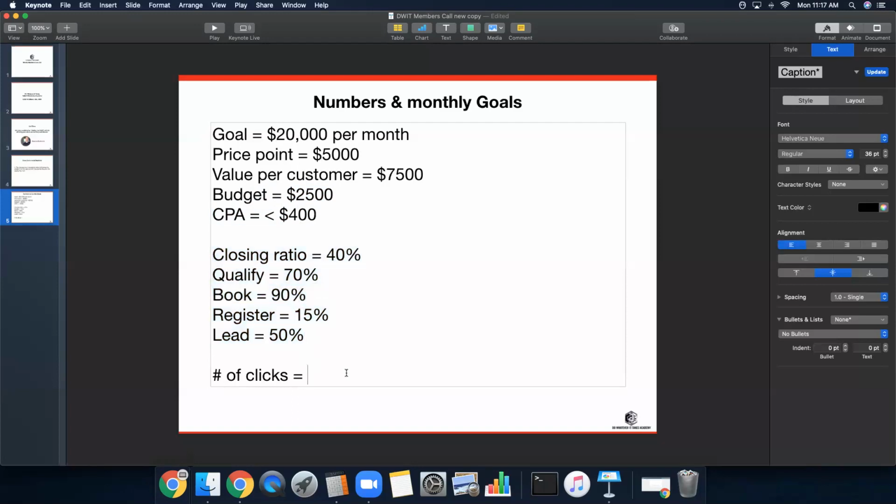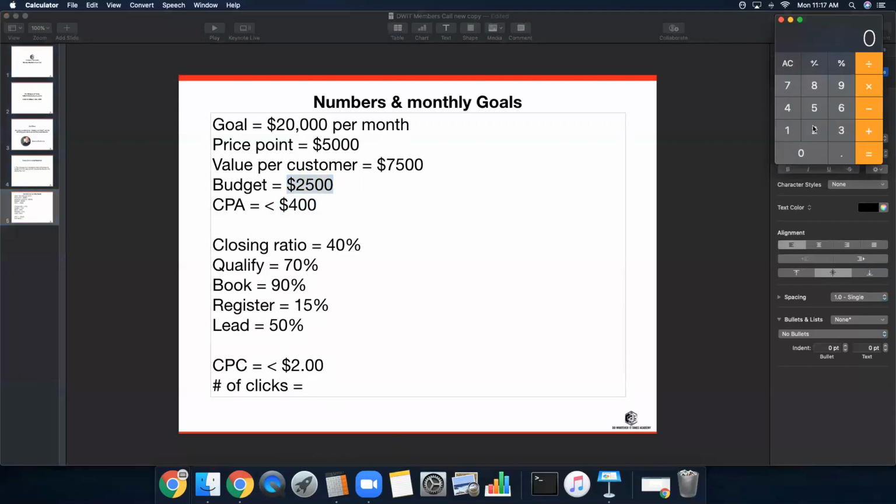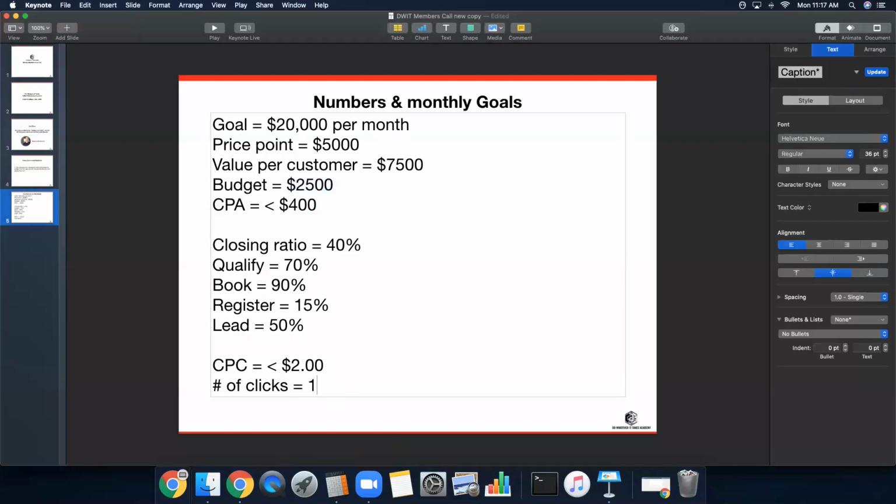Now we can get to the front end, the number of clicks. Well, if we know that our cost per click goal is going to be, let's say, sub $2, depending on what market you're in, it's possible to be even less than this, but I just want to say less than $2, okay? Now, if our cost per click is less than $2, how many clicks is that going to buy us? Well, we have a budget of 2,500. So if our budget is 2,500, that's 1,250 clicks.